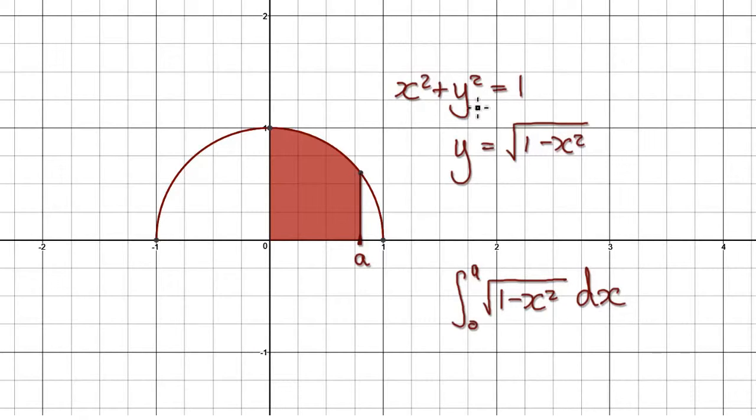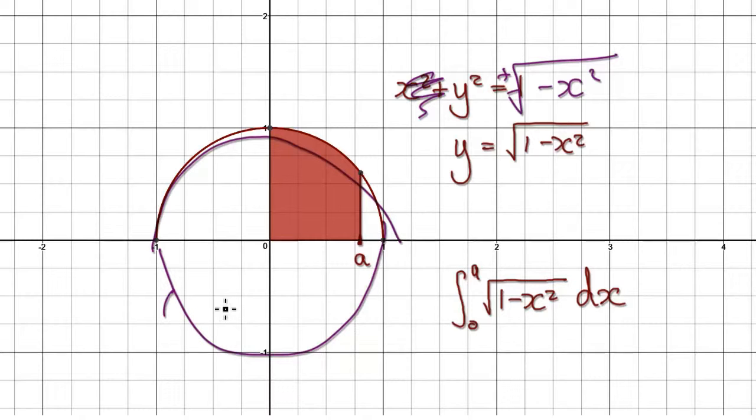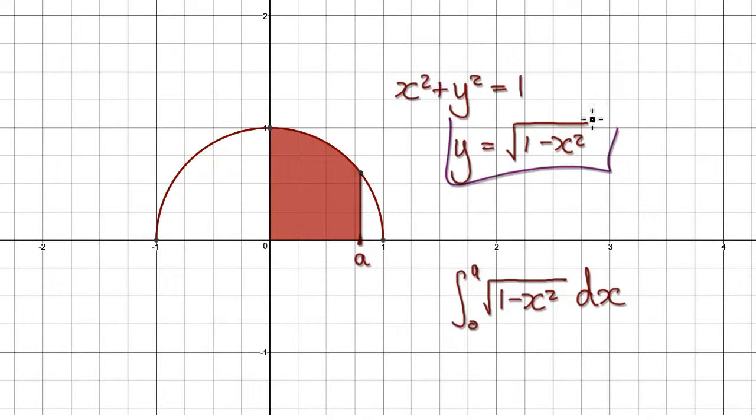Rearrange this to make y the subject. So take away x squared. And then when you square root, you will get the positive version and the negative version. This is the positive version. This is the negative version. We don't care about the negative, so let's just consider the positive. So let's just look at this thing here.